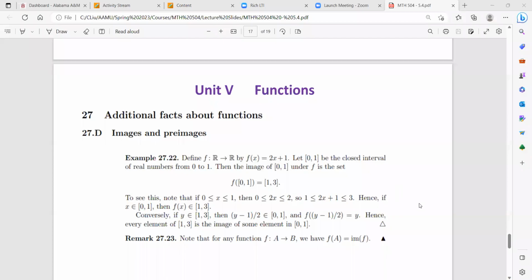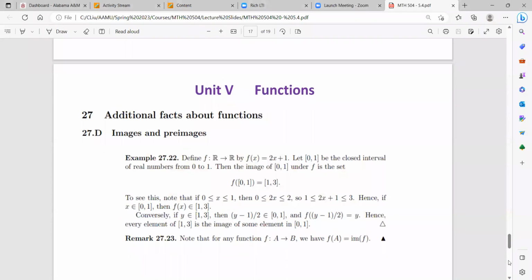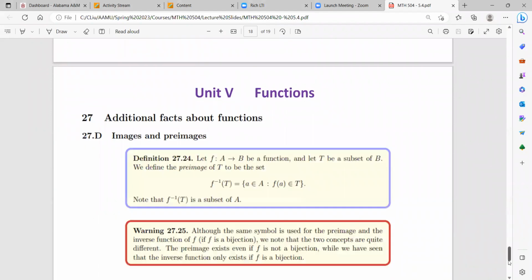So we talked about the images and pre-images last time. Not a very complicated topic, especially if you consider functions as sets of all the pairs, everything becomes pretty straightforward. And we did some examples last time. We just have a little bit more in this section and actually in this unit. So let's just finish this section first.